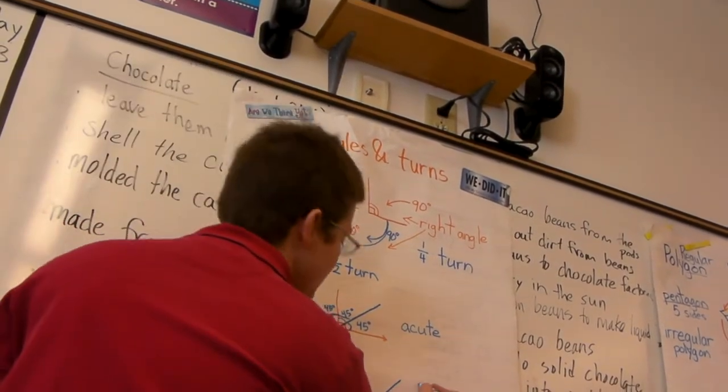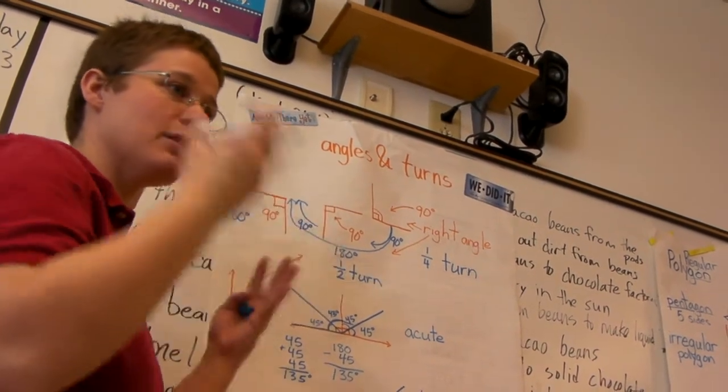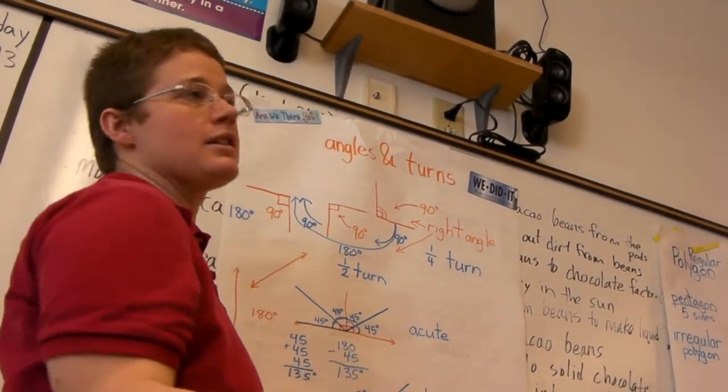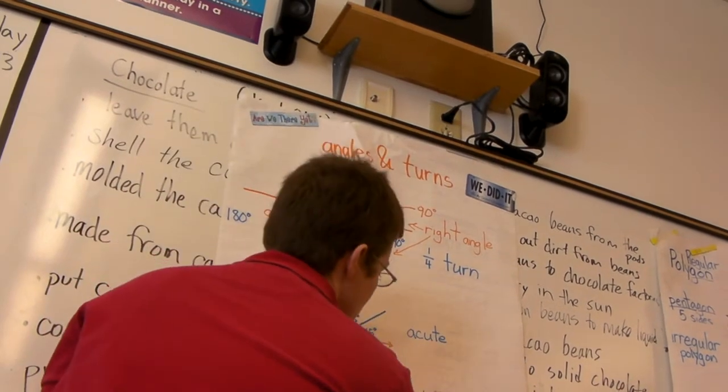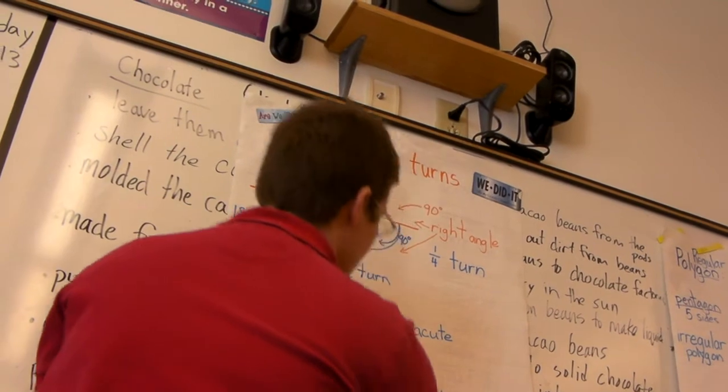This is an obtuse angle. Okay, I think it sounds kind of obnoxious, right? Like obnoxious. It's just obnoxiously bigger than 90. Okay, it's obtuse. All right, it's bigger than 90.